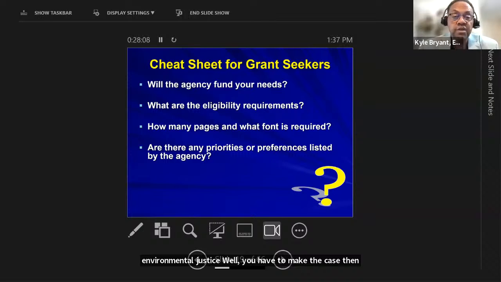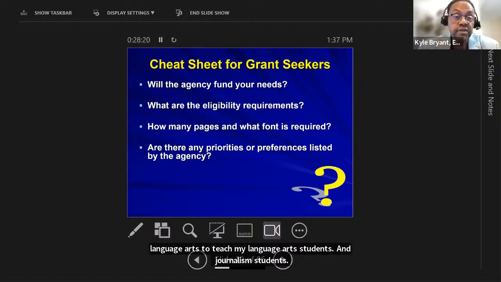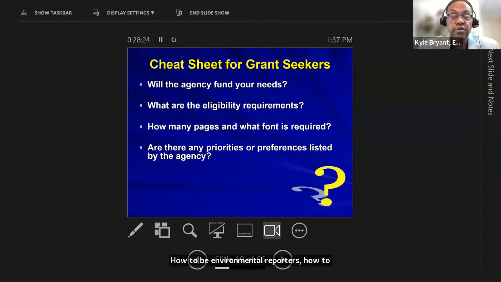I want to use this environmental justice grant in language arts to teach my language arts students and journalism students how to be environmental reporters, how to document environmental impairment, and how to do digital storytelling by taking pictures of environmental impairments in their community. Because we're going to have an art showing and a poetry slam or something about environmental issues as the focus. And so then EPA can say, oh, well, that's a novel way to do it, to educate people through another lens. So this is worthy of funding. So don't just limit yourself by what you think is the usual suspects of the agencies that would fund your project, but think broadly about who else could fund a project that you're interested in.